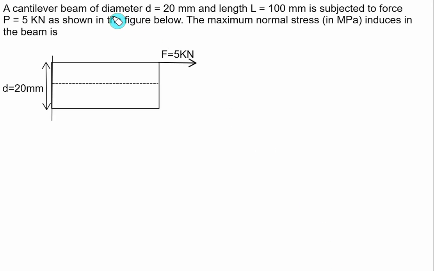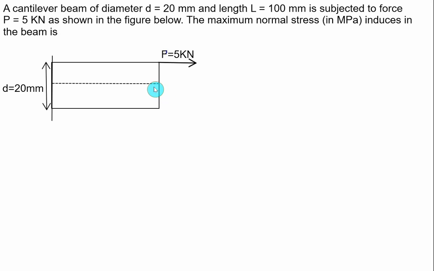A cantilever beam of diameter d, circular in cross section, and length equal to 100 mm is subjected to force P equal to 5 kilonewton. So this force is P equal to 5 kilonewton. The maximum normal stress induced in the beam has to be found out.